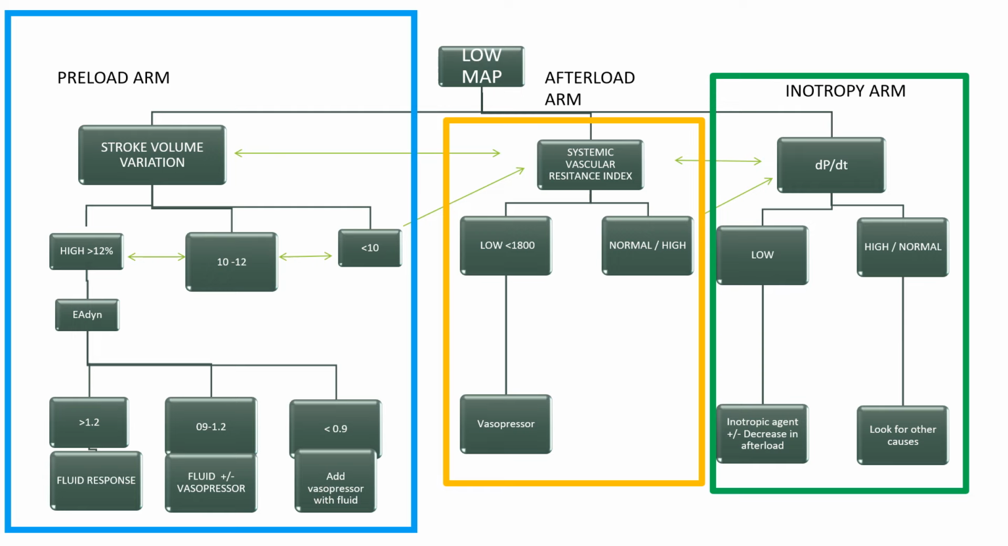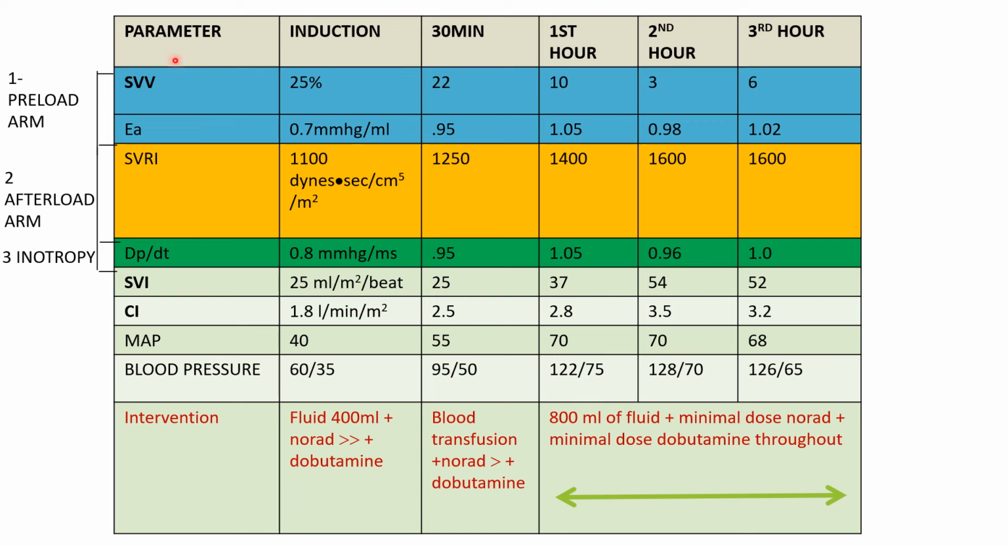I'll be coming back to this slide again and again. So now I'll be showing you what values I have inserted in this. So my patient's parameters. First is the stroke volume variation. I've asked question number 1, whether my patient is fluid deficient. Now see the value, it's 25%. So pause the video, think for yourself, and now I'll explain. Yes, my patient is fluid deficient.